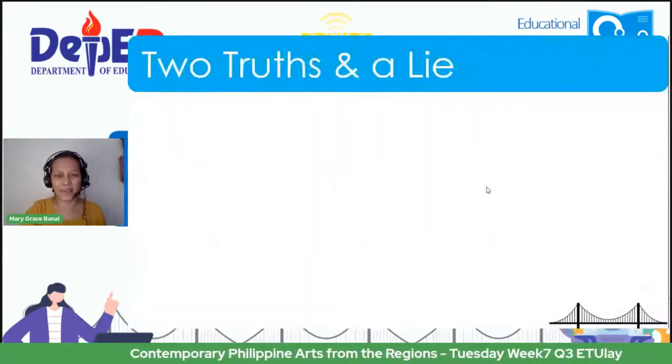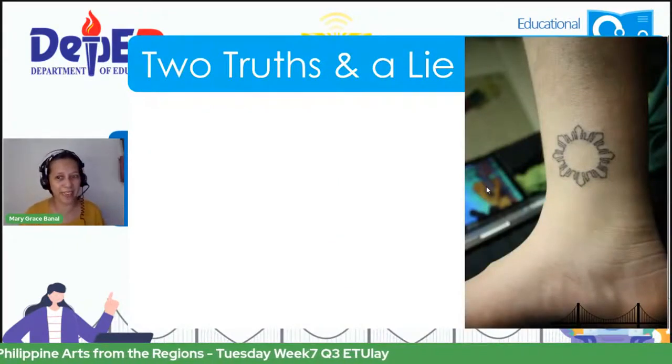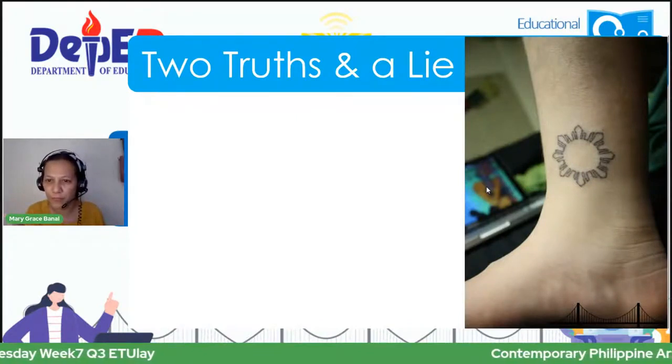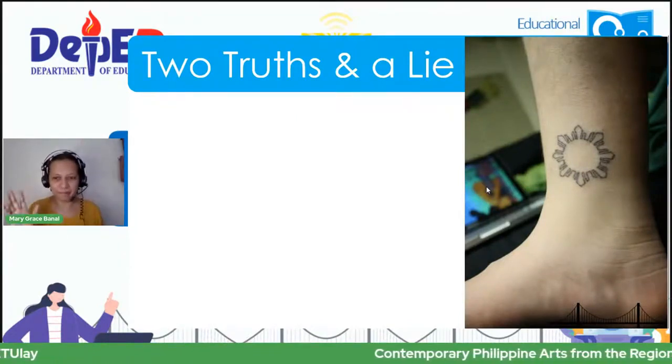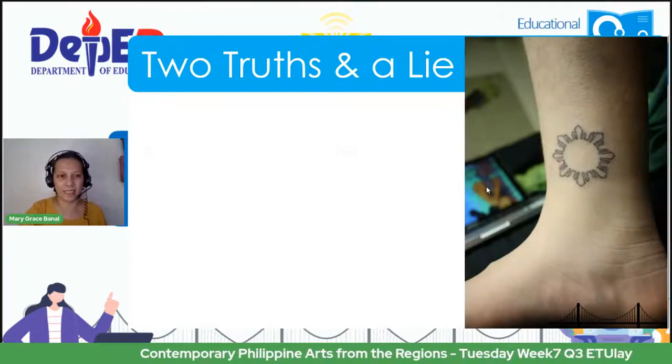Okay, and this is our featured artwork. Okay, it's very familiar to us, right? It's a tattoo. A tattoo of the sun with 1, 2, 3, 4, 5, 6, 7, 8, 8 rays, no? So let's see the statements.